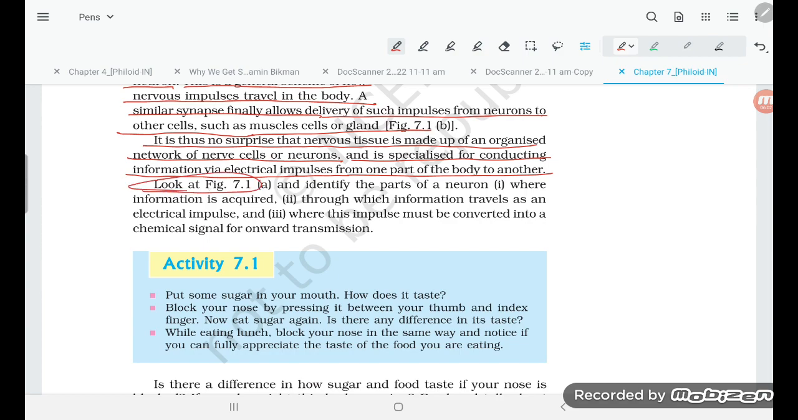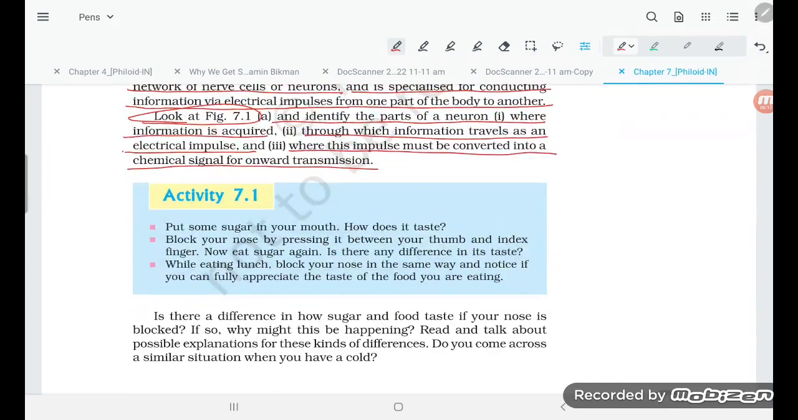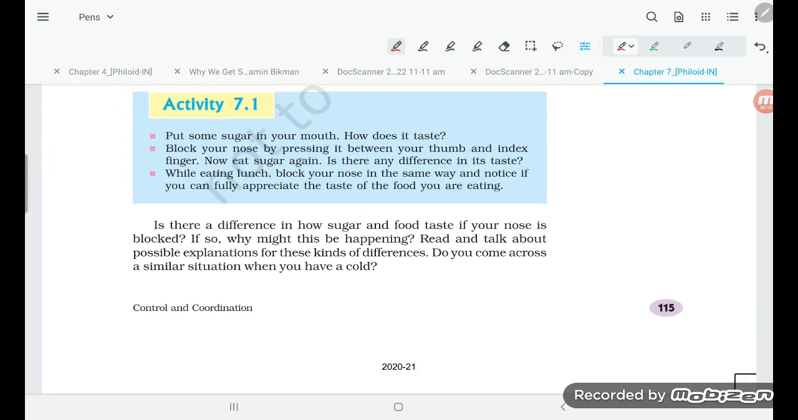Look at figure 7.1 and identify the part of the neuron where information is acquired, through which information travels as an electrical impulse, and where this impulse must be converted into a chemical signal for onward transmission.